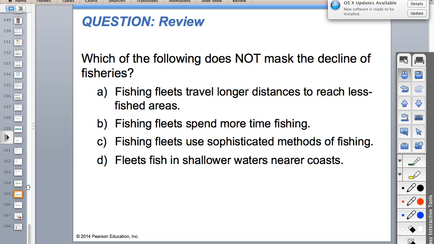Which of the following does not mask the decline of fisheries? Let's see. Carrie? Well, do you think, okay, I had talked about how the fishing catch stayed the same and they were having to do more work. Do you remember that? Well, they're definitely having to travel longer distances. They're probably spending more time out there fishing. They have more sophisticated methods of fishing, and fleets fish in shallow waters near the coast. Which one of those really doesn't fit in? Yeah, so we're not being able to stay in shallow water and fish right here. No, so D.